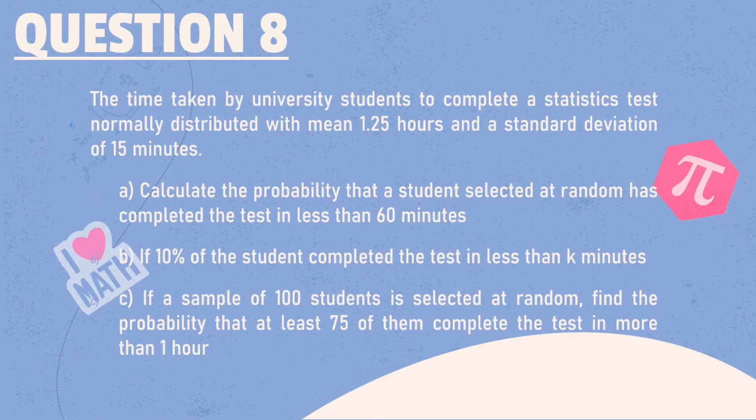Question 8. The time taken by a university student to complete a statistics test is normally distributed with mean 1.25 hours and a standard deviation of 15 minutes. A. Calculate the probability that a student selected at random has completed the test in less than 60 minutes. B. If 10% of the students completed the test in less than k minutes. And C. If a sample of 100 students is selected at random, find the probability that at least 75 of them completed the test in more than 1 hour.